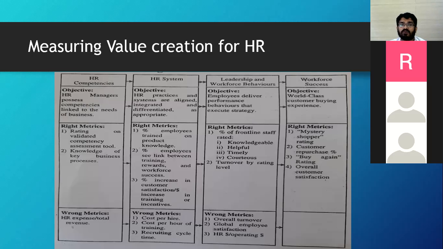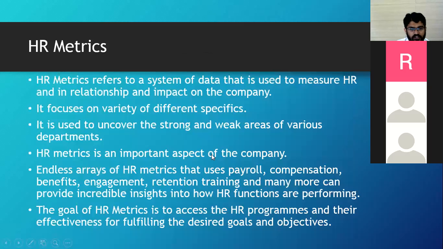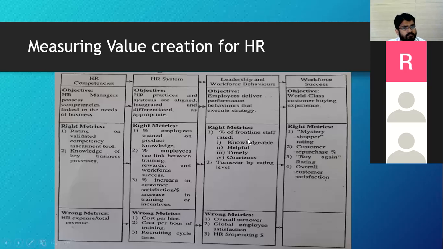So the right metrics that we use here are the percentage of frontline staff rated knowledgeable, helpful, timely and courteous. These talk about their behavior. How much percentage of your frontline employees are knowledgeable, how much are helpful, how much are timely, that they come in time and deliver in time, and how much percentage of frontline staff is courteous enough to help others. That is the measure of the behavior of the employees.